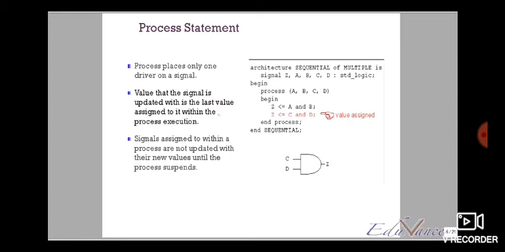A few more characteristics of a process. Now this is how you would write a process. You are familiar with these statements: architecture sequential of multiple is. This is where you would define your signals. We've looked at the signal definition last lecture. You would start with the keyword process. The signals that you write inside these two brackets, this is called a sensitivity list.